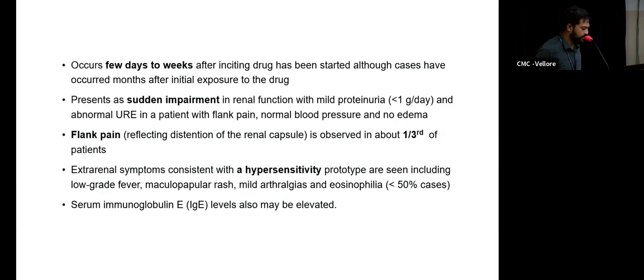There can be flank pain because of the distension of the renal capsule. If you do an ultrasound, you will usually get bilateral bulky kidneys in acute interstitial nephritis. That pain is seen in a third of the patients. Sometimes extrarenal symptoms, which suggest a hypersensitivity prototype, are also seen, like low-grade fever, rash, arthralgias, and eosinophilia, in less than 50% of patients. Serum Ig levels may or may not be elevated.